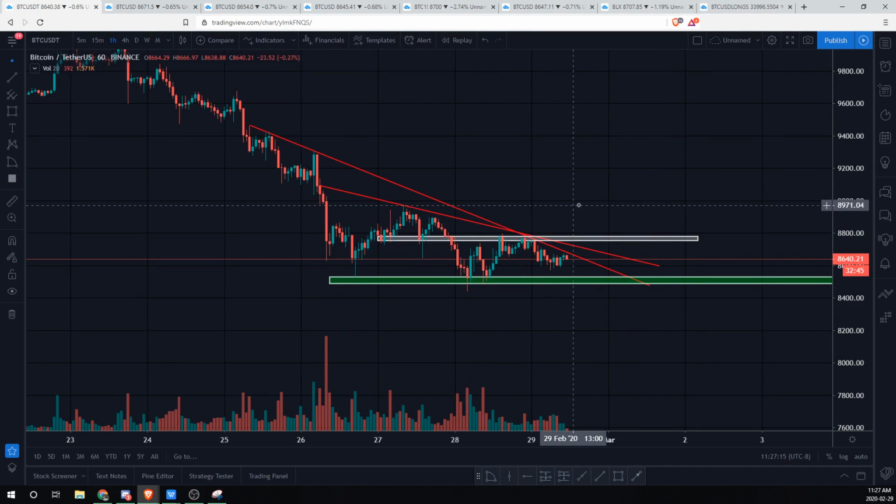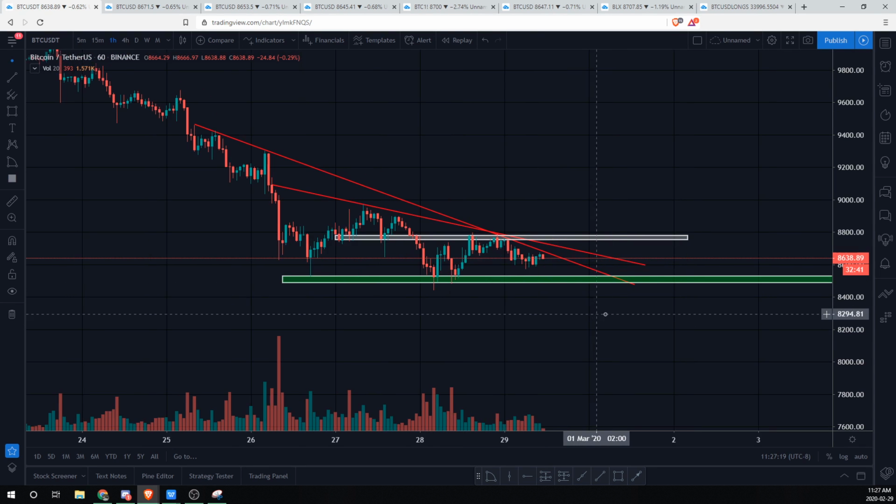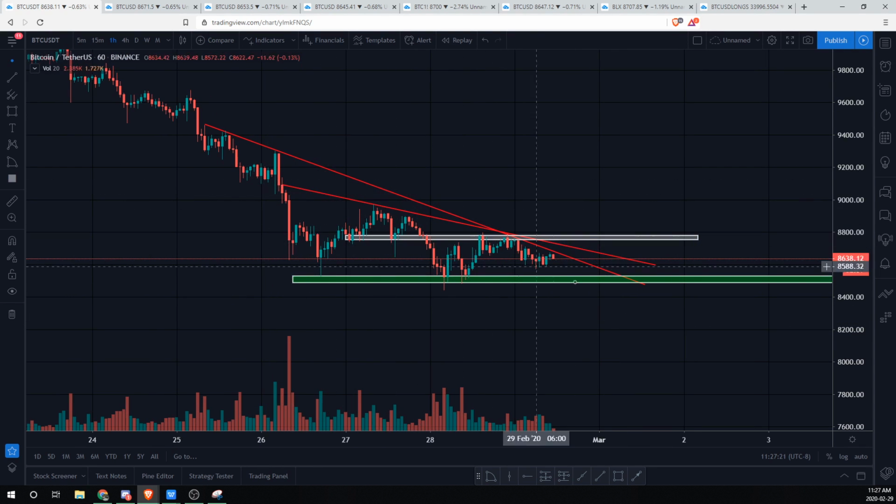Like we said, we need a market structure high to look to long. We need to see a market structure lower low in order for us to short. So right now we're in a consolidation, getting squeezed closer to the apex of the pattern, which is around here. We got two descending zones and a horizontal level of support.